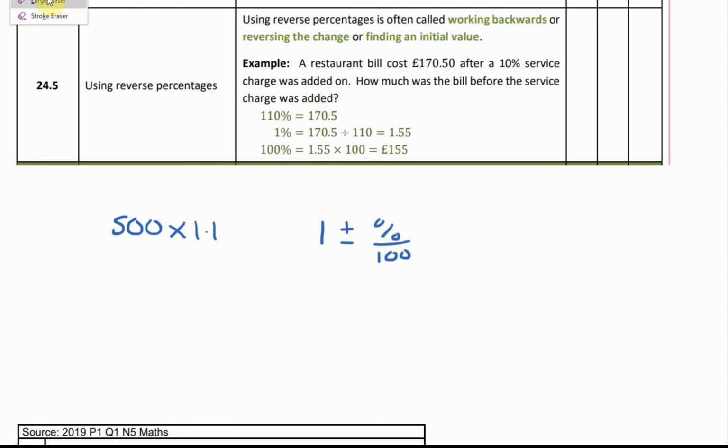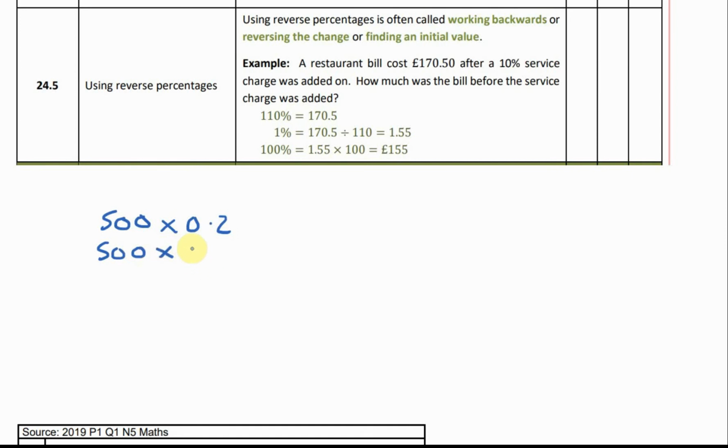If I wanted just to find 20% of something, I would times that by 0.2. But that's only going to give me 20% of a number. If I wanted to increase it by 20%, I'd have to do 500 multiplied by 1.2. If I wanted to, I could do it the whole way: 500 times 0.2 is 20%, and then add that on to 500. But just remember this 1 in here, this equation of the 1 plus or minus the percentage over 100.